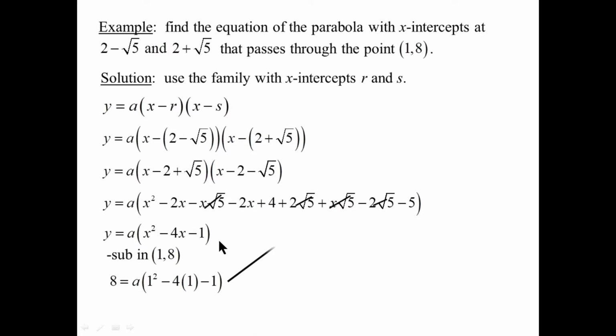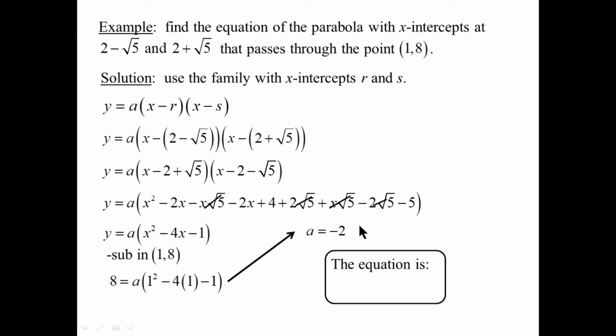Doing the arithmetic. A equals minus 2. Because 1 minus 1 is 0, and we got minus 4, divide by minus 4, 8 divided by minus 4 is minus 2. So we claim that the equation that fits this bill is this equation with a equals minus 2. So it will be minus 2x squared plus 8x plus 2, because if you put minus 2 in here for a and multiply it out, this is what you get.